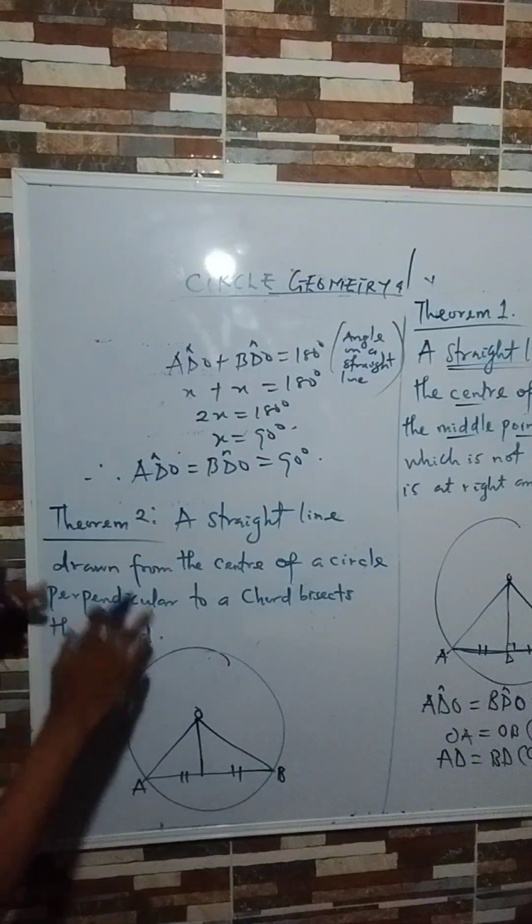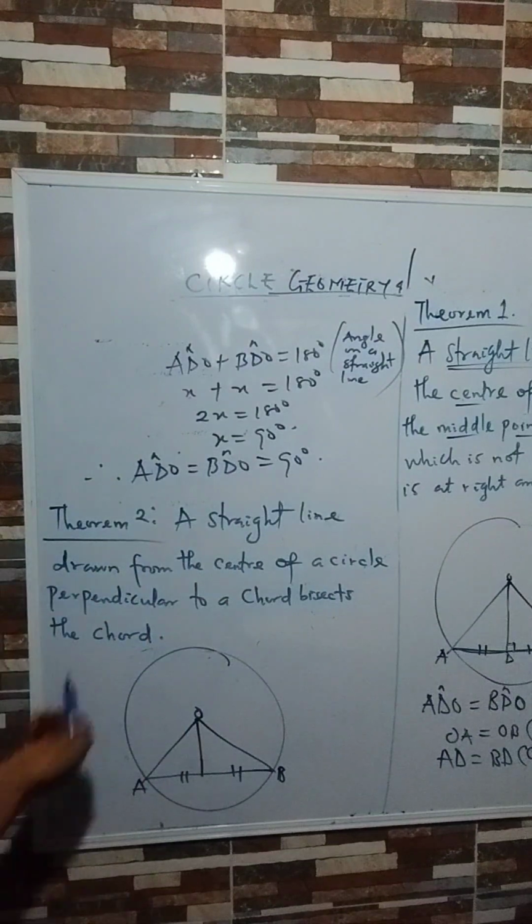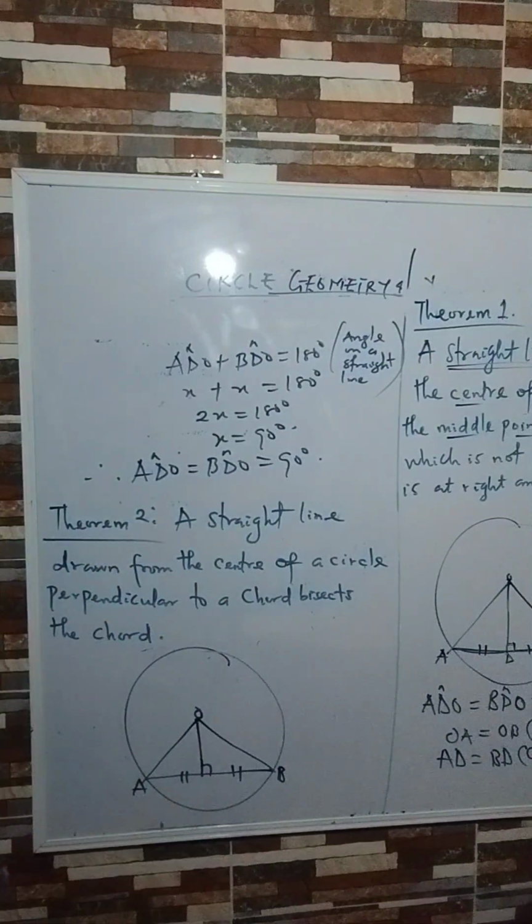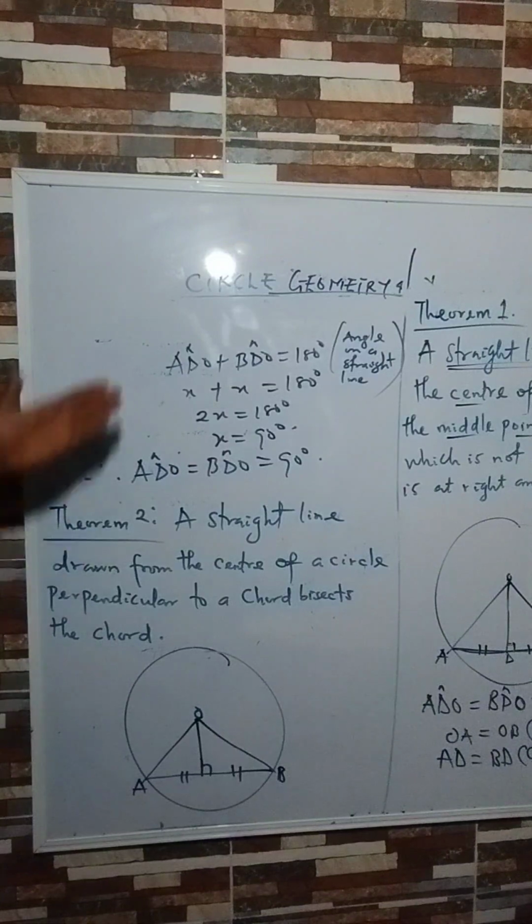But in what? This is just a rephrased form of this. Definitely we know that, as the point is perpendicular, this angle should be 90 degrees here. So we are saying that a straight line drawn from the center of a circle perpendicular to a chord bisects the chord. And you also know that from our theorem 1, we've clearly stated that a straight line drawn from the center of a circle to the middle point of a chord, which is not a diameter, what does it do? Divides the chord at a right angle to the chord. And we have proved it.